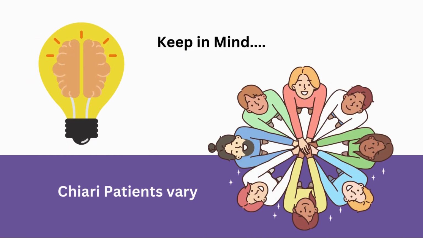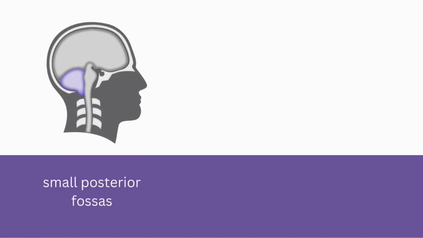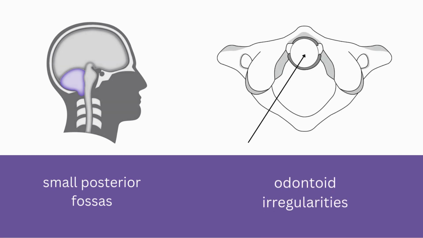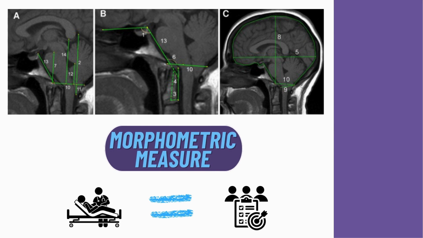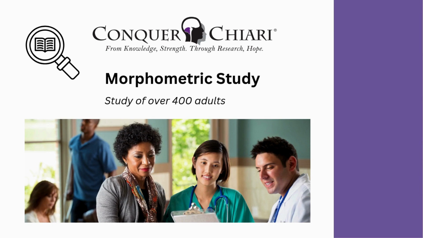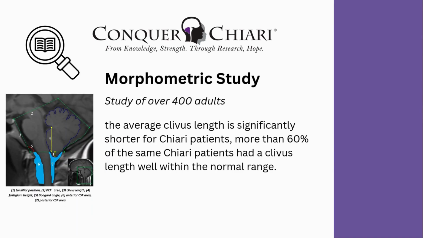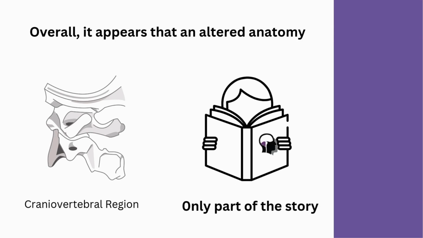It's also important to keep in mind that Chiari patients are a varied group. So, while some may have small posterior fossas and others may have odontoid irregularities, for pretty much every morphometric measure, there are patients who are within the normal range for that anatomical feature. For example, a Conquer Chiari study of over 400 adults found that while the average clivus length is significantly shorter for Chiari patients, more than 60% of the same Chiari patients had a clivus length well within the normal range. Overall, it appears that an altered anatomy in the craniovertebral region, like tonsillar herniation, is only part of the story when it comes to Chiari.